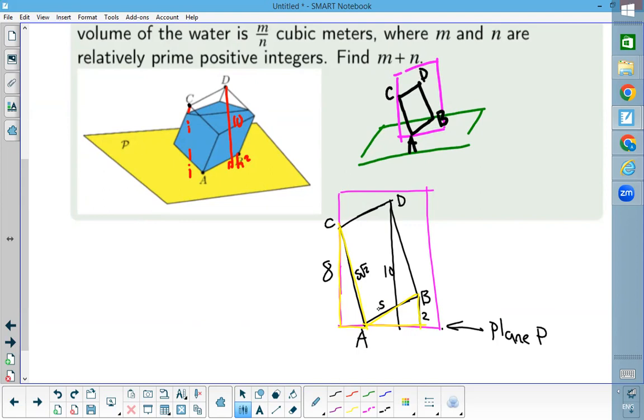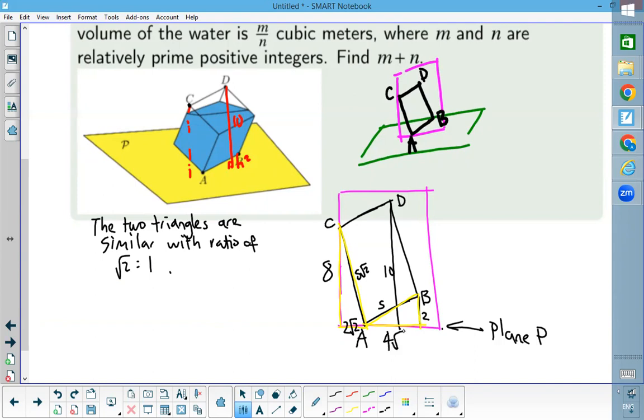So here you can easily see the two triangles with a ratio of root 2 to 1, the larger triangle to the small triangle, because the hypotenuse clearly has the ratio of root 2 to 1. So what does that mean? That means we can write the horizontal length. It's 2 root 2. That's obvious now. And then 4 root 2.